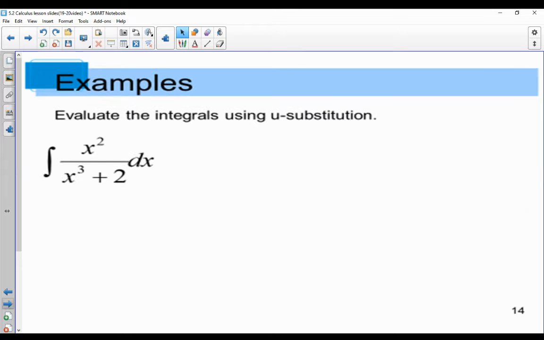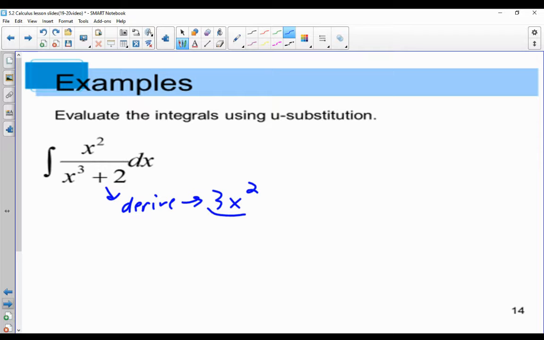The next slide has a different example that I really need to talk about. So let's say we approach this like we normally would. We would look at the bottom and we would derive it. If we derive the bottom, derivative of x cubed would be 3x squared. Derivative of 2 is just 0, so just 3x squared. And look at the top. Well, we got the x squared, we just don't have the 3.